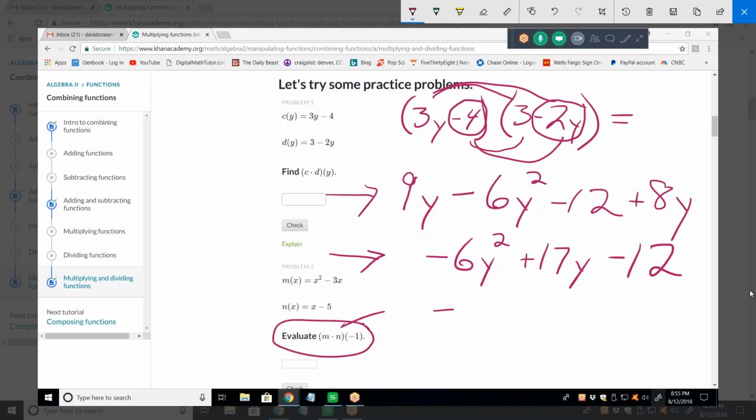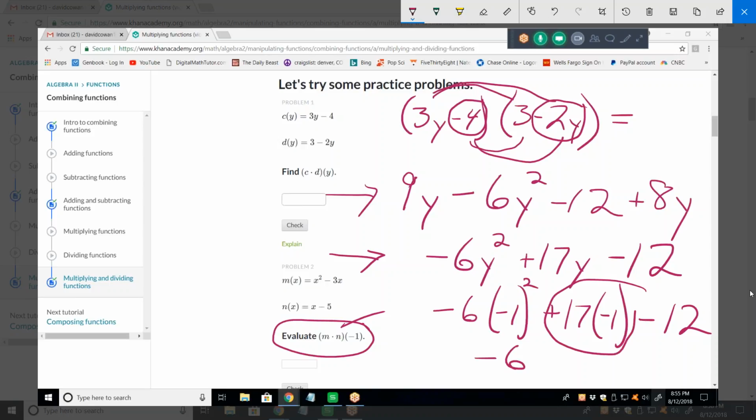We're going to do it one step at a time. For y, I'm going to plug in minus 1. Okay. For this y, I'm going to plug in minus 1. There's no y over here. Now, simplify that. Hold on, do your exponents first. What's negative 1 squared? 1. What's 1 times negative 6? Negative 6.